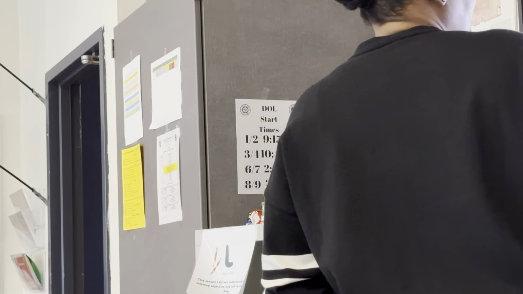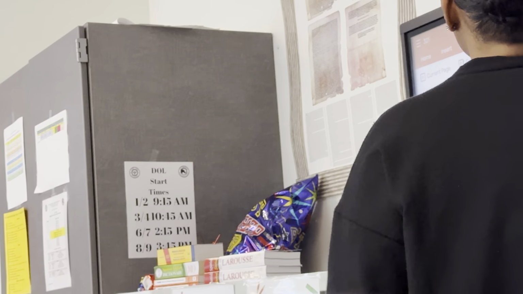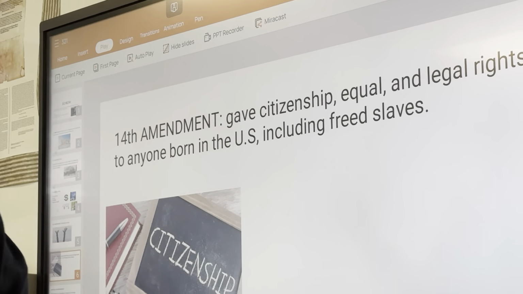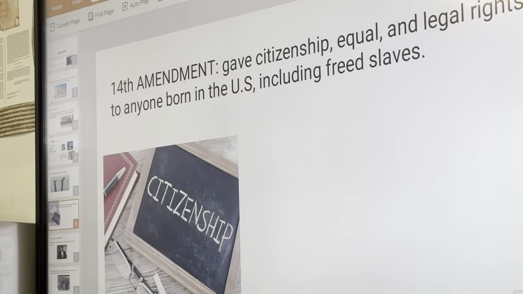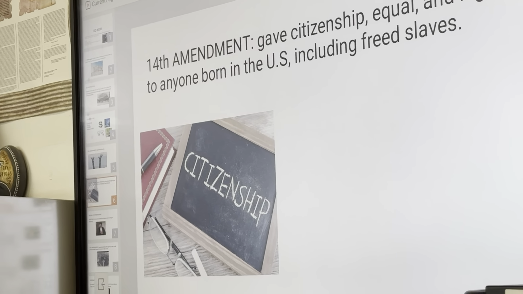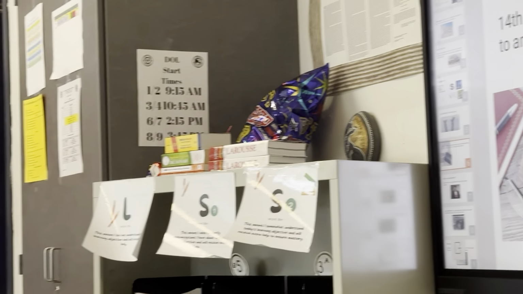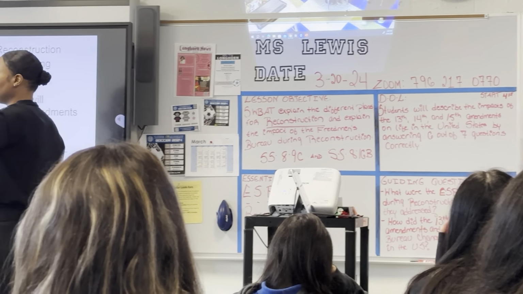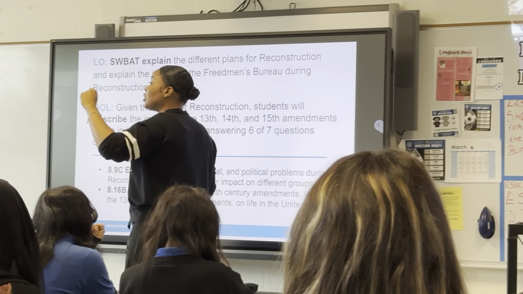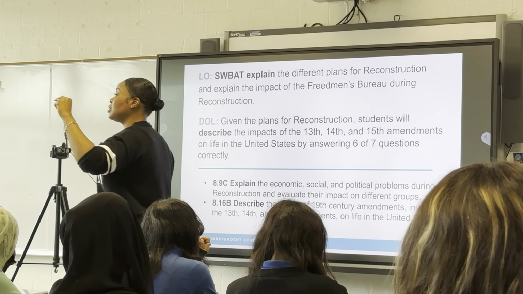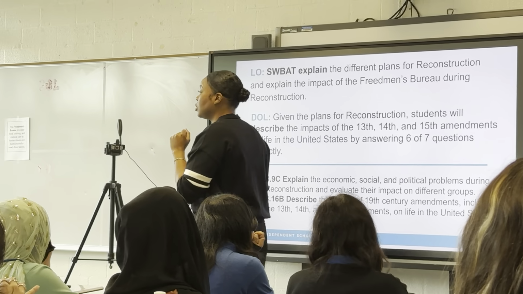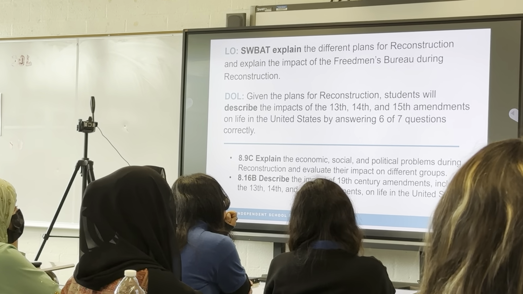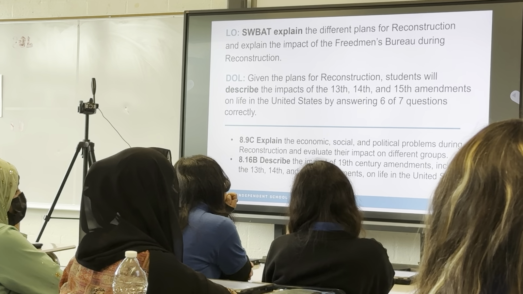So the 14th Amendment gave citizenship, equal and legal rights to anyone born in the United States, including freed slaves. Do we remember the name of a very important guy we learned about 2 weeks ago? He tried to sue, he couldn't do it. He was Dred Scott. So now with the 14th Amendment, guess who's now able to sue? Dred Scott. Now he's a citizen. He's no longer seen as somebody's property. Okay? The 15th Amendment.